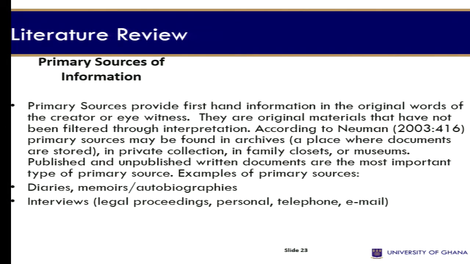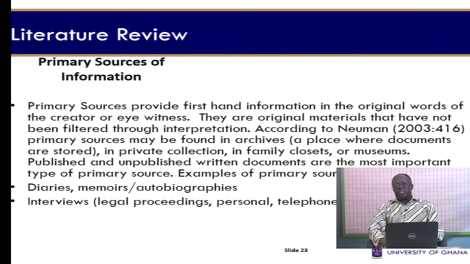Now, having looked at the types of literature and the sources, there are other considerations you have to look at. Information comes from two main sources. One, primary source, the second, secondary, and then the other, tertiary. Your lectures in information sources will explain this in greater detail.